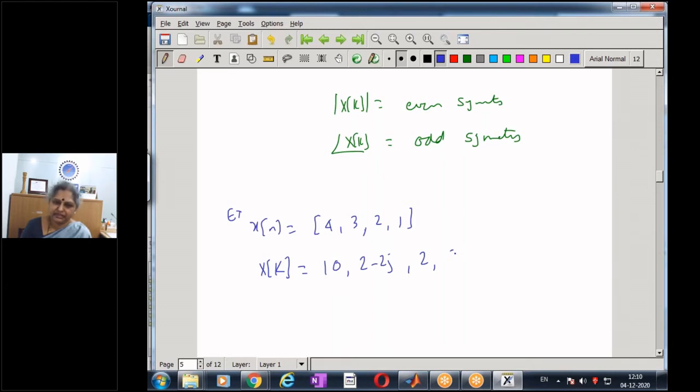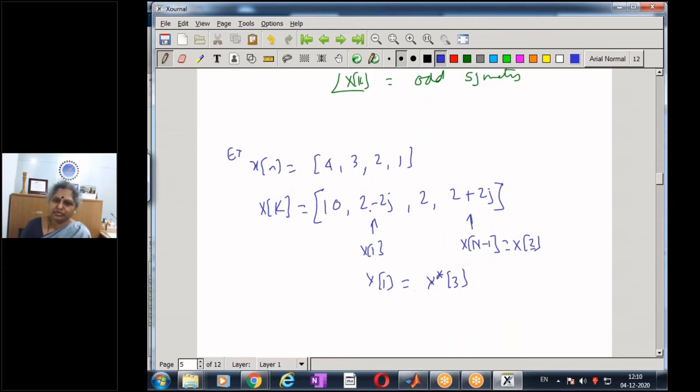And what we find is this is x of k, this is x of 1. If I look at it, this is x of 1, and this quantity is nothing but x of n minus 1, because that is an x of 3. And what we have is x of 1 is equal to x of 3 conjugate in this example.